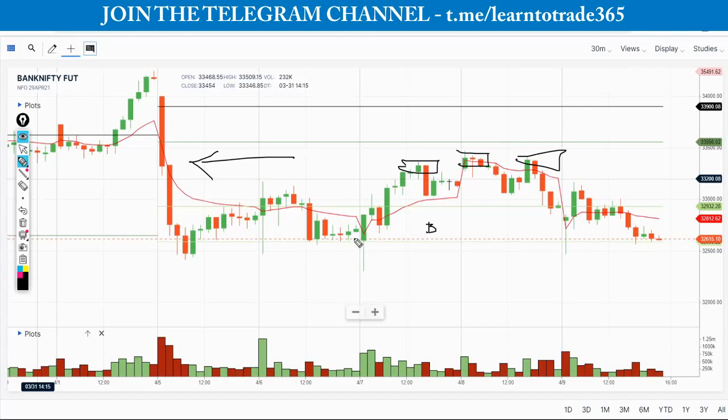Looking at this price, why do most traders blindly take positional buy trades? Retail traders make this mistake.